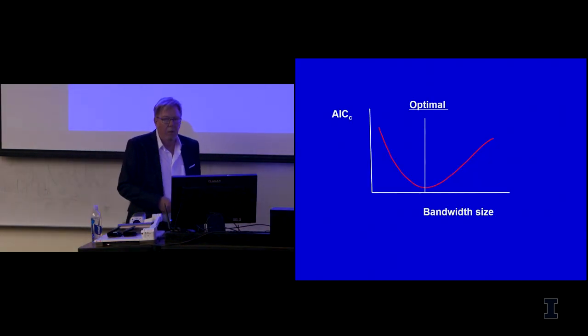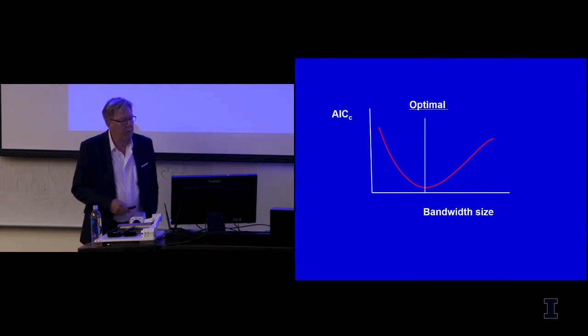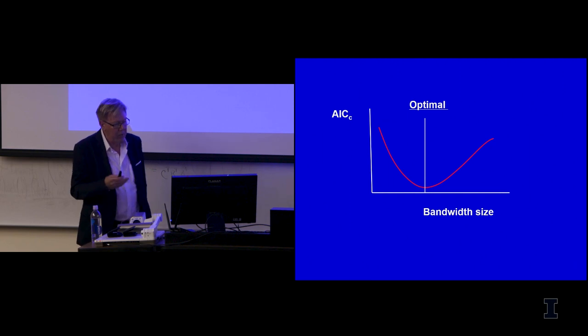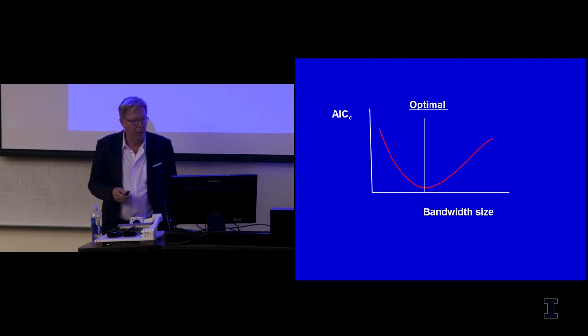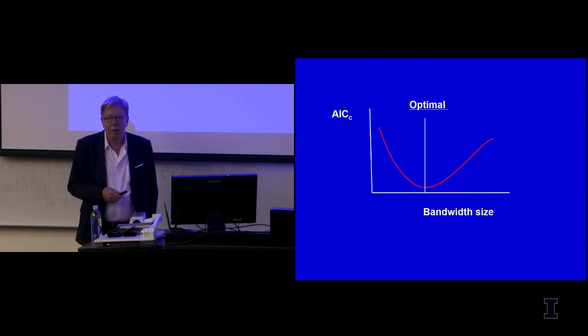So in the software, we take some goodness of fit criterion, and there's a selection in the software one can select from. Usually I use a corrected Akaike information criterion. And we try lots of different values and come up with an optimal value of the bandwidth.